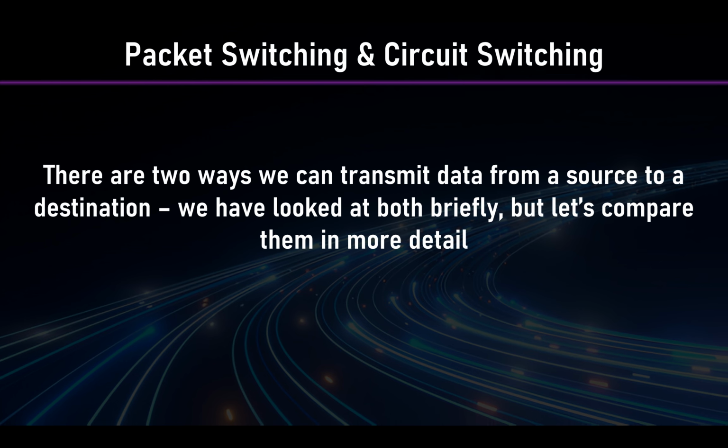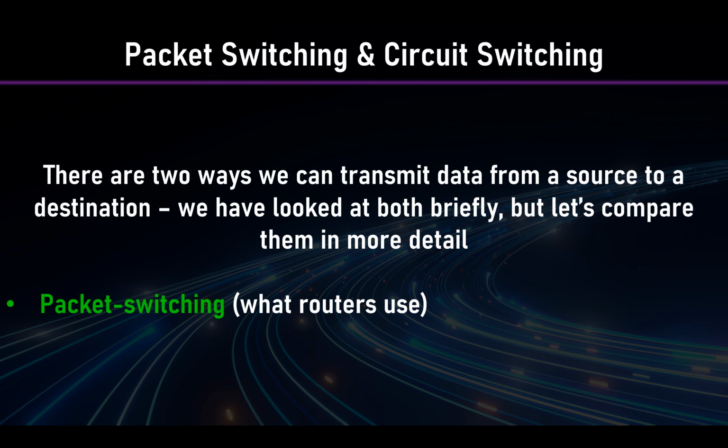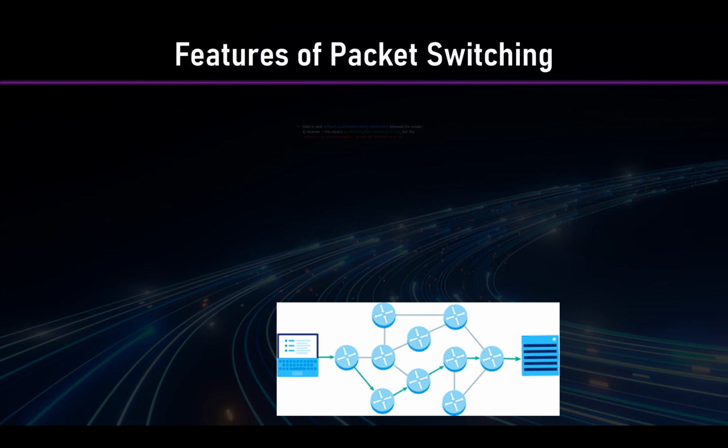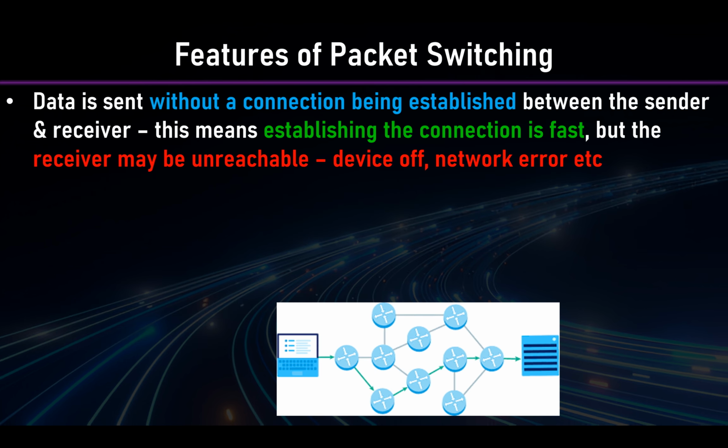Alright, let's compare them, because we've talked about them, but not in much detail. Packet switching is what routers use. Circuit switching is what the old telephone systems use. Just to recap, with packet switching, data is sent without a connection being established between the sender and receiver. Therefore, establishing the connection is fast. However, the receiver may be unreachable, for example the device is turned off, there's some network error, or maybe some misconfiguration with the network.